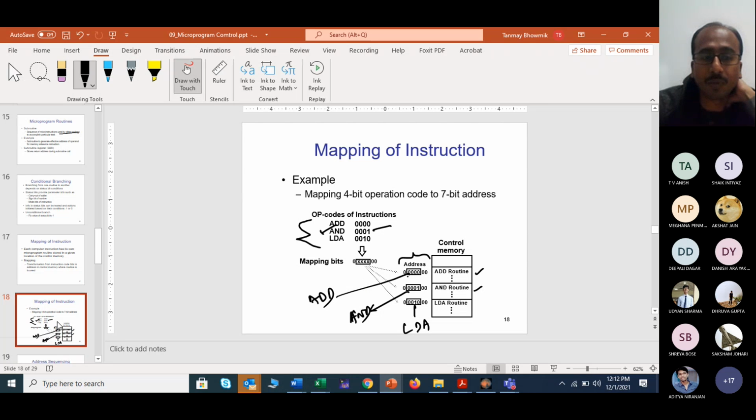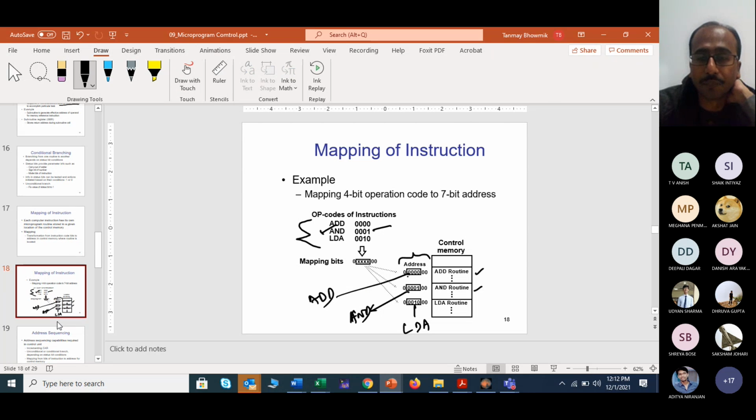Okay. I am going further, or you can take 1-2 minutes to understand this. If you need this to be repeated again, that can be done. Okay, so I am repeating this particular point once again. If you think this is not required, then you can stop me. This is for mapping of instruction.